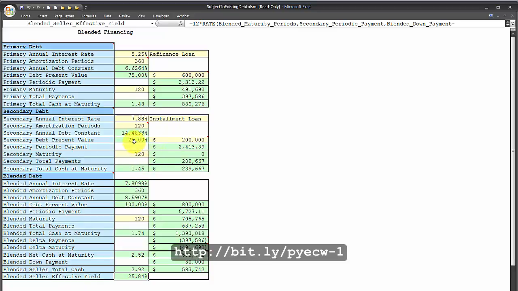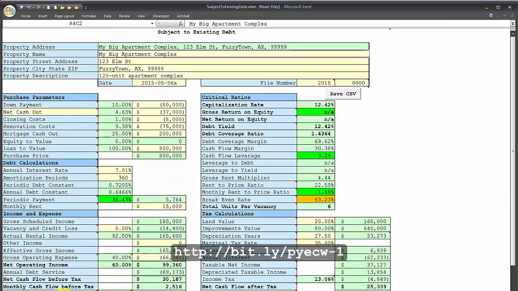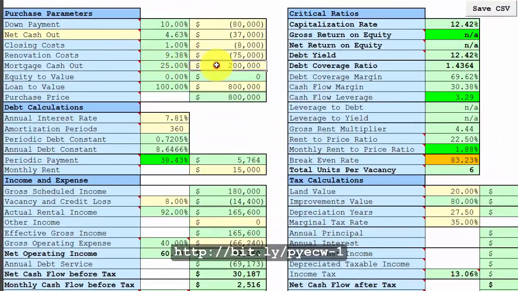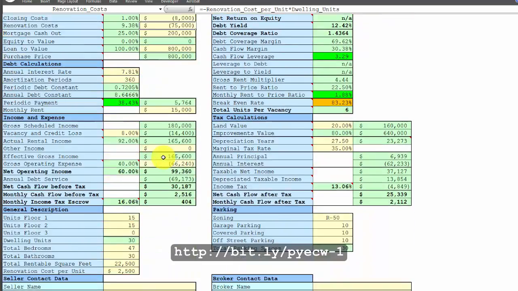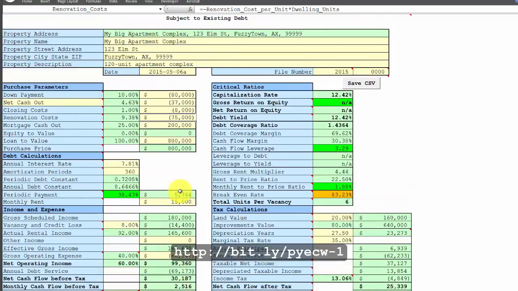Now we take this 25% secondary loan and we specify a mortgage cash out value of that amount. Renovation costs are calculated at the number of dwelling units times the renovation cost per unit. You specify that cost down here. This is a 30-unit property. We're calculating about a 1% closing cost and a 10% down payment. And the net cash out to you is $37,000 at closing.